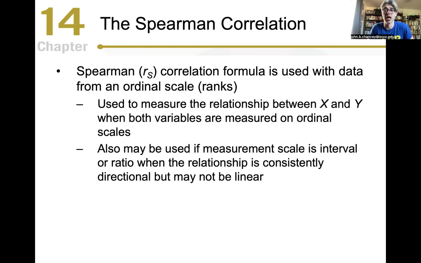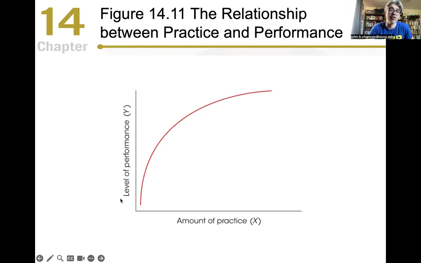Spearman is used for data from ordinal ranks, so ranking, how people are ranked in terms of maybe their class. It's used to measure the relationship between X and Y when both variables are measured on an ordinal scale, and it may also be used when the measurement scale is interval or ratio and the relationship is consistently directional but not linear. An example might be level of performance versus the amount of practice. We do see a positive trend, but at a certain point it starts to become curvilinear.